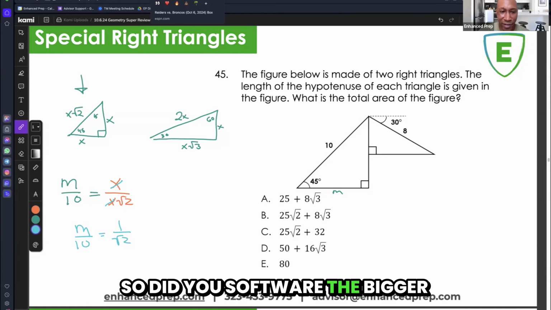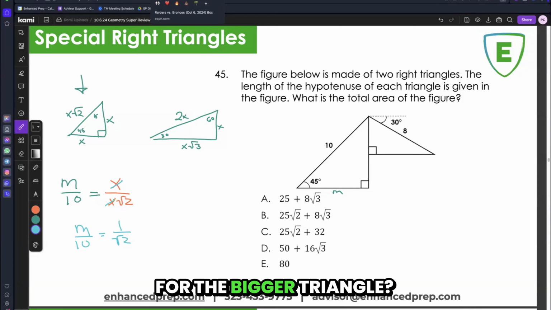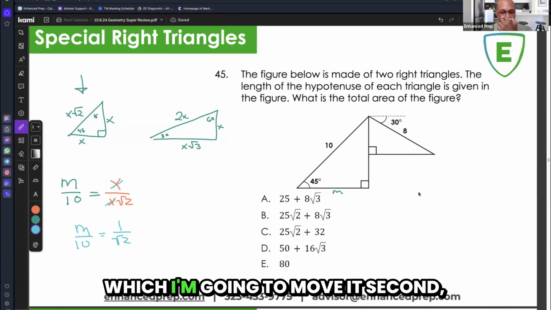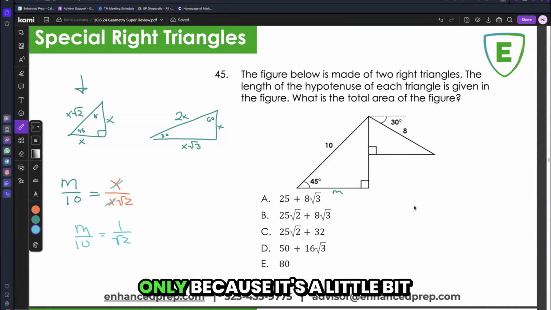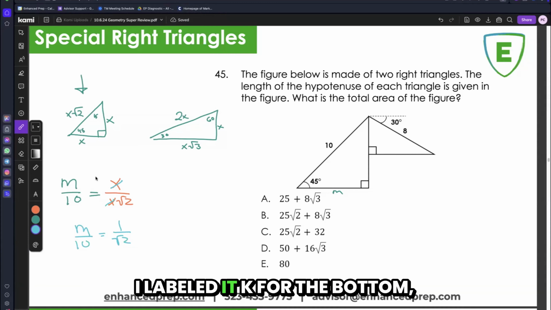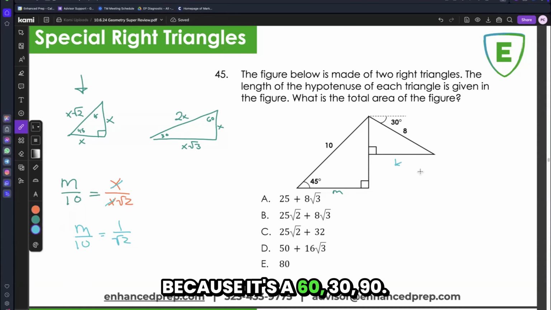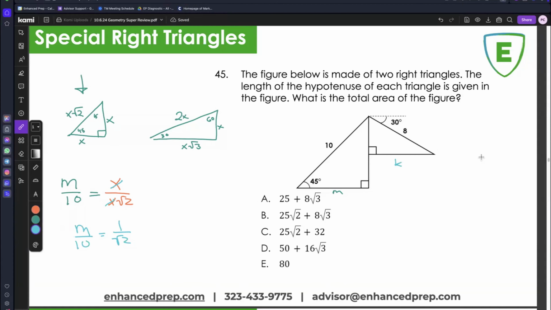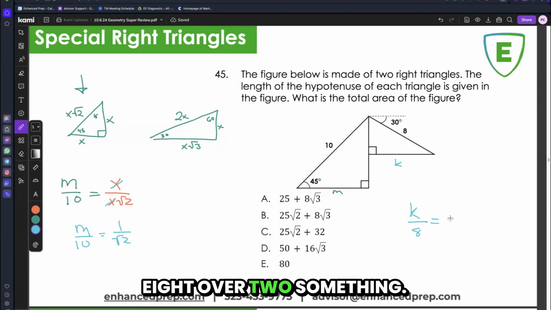So did you solve for the bigger triangle? For the bigger triangle? Oh, I moved on to the smaller one. Okay, cool. Which I'm a little bit stuck on, only because it's a little bit different. So it's K, or I labeled it K for the bottom because it's a 60, 30, 90. And then it'll just be K over 8 equals X. Oh, no. X over 8 over 2, something.